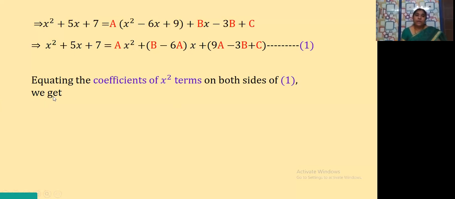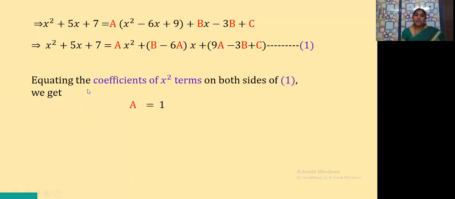What is the x square coefficient here? 1. And what is the coefficient of x square here? It is A. So directly we get the value of A, that is A is equal to 1. Children, it is not the case that always you will get the value directly. Remember that. Sometimes we get it like that. So the coefficients of x square terms on both sides give A is equal to 1.